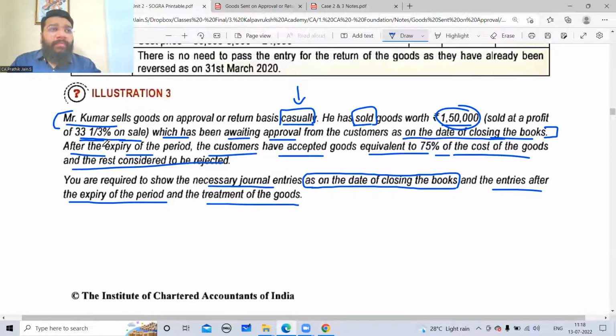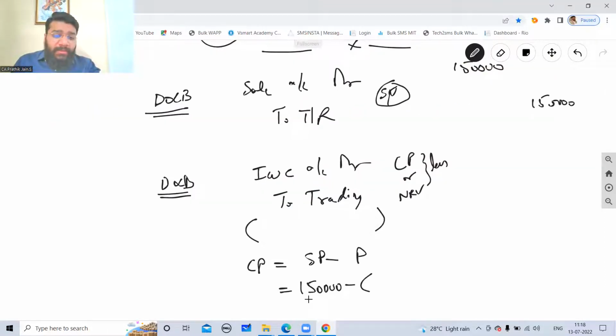33.33% profit on sale. If 33.33% is profit on sale, then what is it on cost? 50% on cost. So now, guys, this is selling price. Do I need profit on cost? I calculated 50% profit on cost, but it is not required, because this is selling price and profit on sale is available. So 1,50,000 is the sale value.